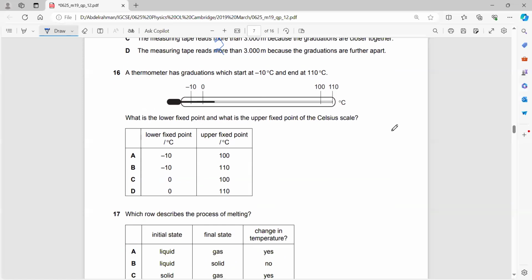Question 16. It's kind of cancelled, but you actually need to know that the lower fixed point, the melting point, the freezing point is 0, and that the boiling point is 100. You wouldn't be asked about thermometers, but you would be asked about the melting point of ice and the boiling point of water, which is 0 and 100.